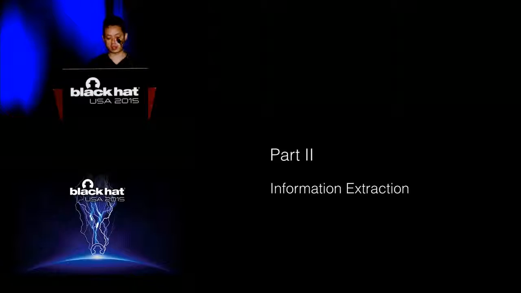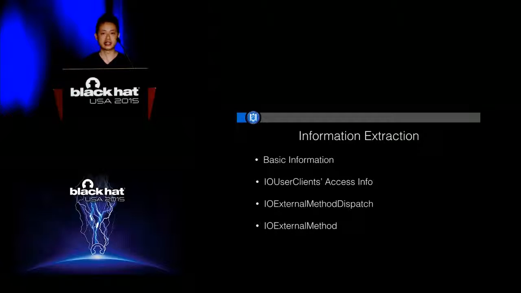Let's begin with information extraction. In this chapter, I will introduce how to extract useful information about IOKit in the kernel and kernel extensions. There are 4 parts. The first part, basic information of all OSObject subclasses, and then how to access a specific user client, third, IOExternalMethodDispatch, and fourth, IOExternalMethod. The last two are used for parameter checks in the kernel.